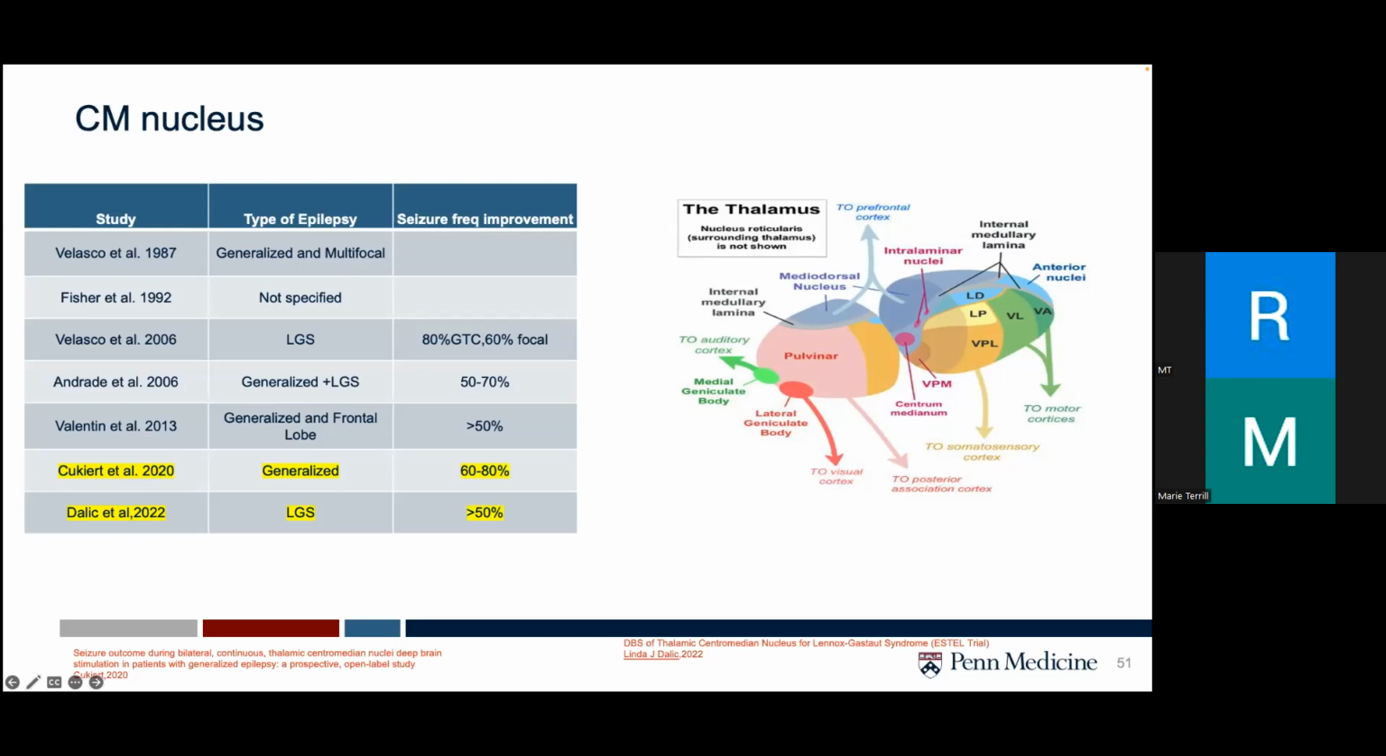The second one is 20 patients with LGS, and their primary outcome was a reduction in diary-recorded seizures and electrographic seizures. They've shown a trend for improvement, or nearly a 40 to 50% reduction in seizure frequencies in both their daily recorded seizures and the electrographic seizures.